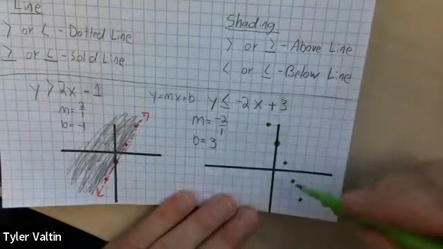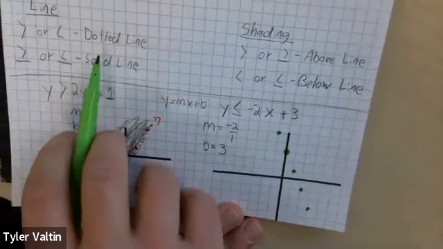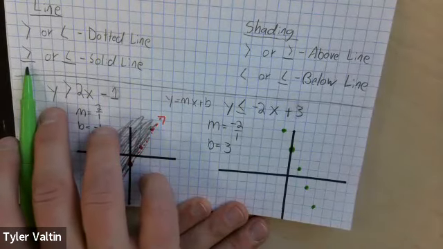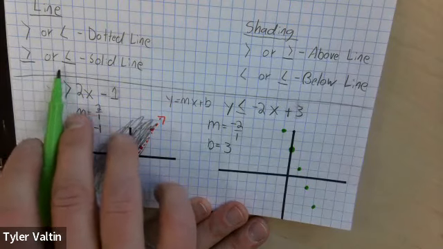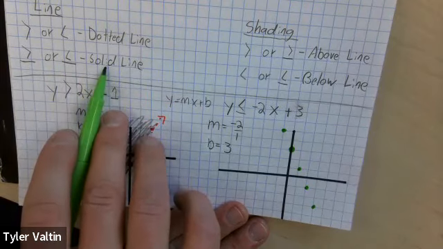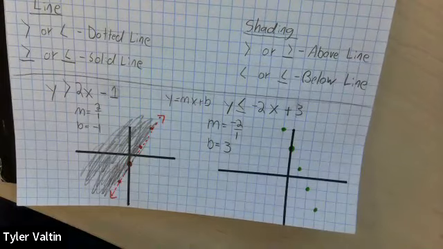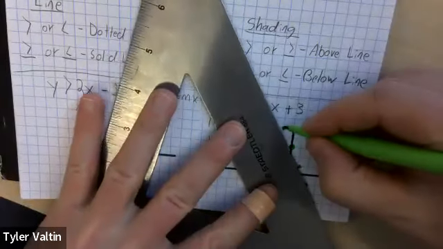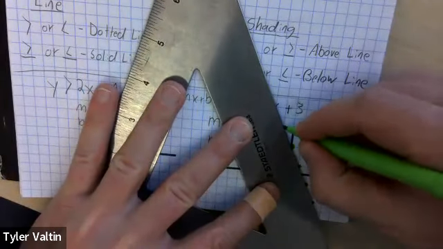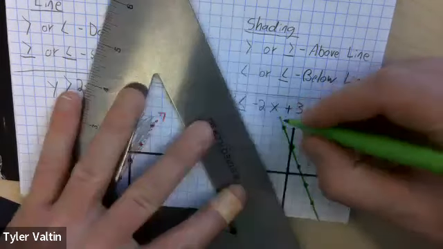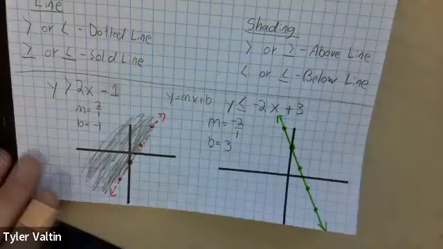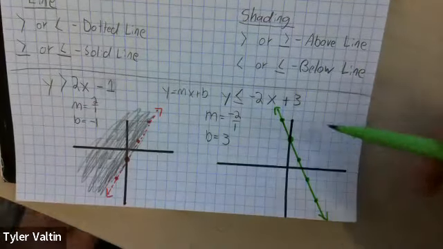And now I need to figure out if it's going to be dotted or solid. Now, as I say here, whenever I'm dealing with a greater than or equal to or less than or equal to, I'm going to have a solid line. So over here, I dealt with the dotted line, but now I'm going to make that line solid. So I'm actually going to just draw a regular line, which is what we're used to doing for equations. And there's my solid line with my arrows. So I got my solid line.